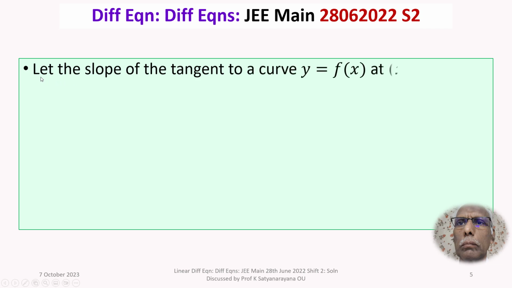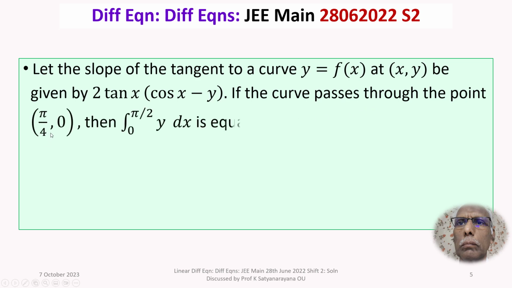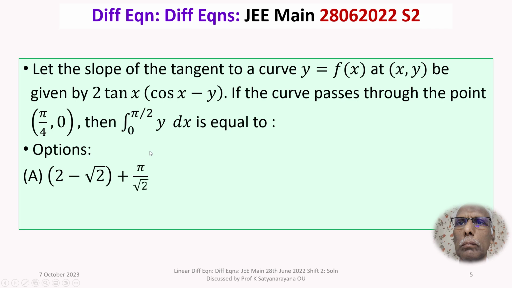The given question is, let the slope of the tangent to a curve y is equal to f of x at the point x comma y be given by 2 times tan x in brackets cos x minus y. If the curve passes through the point pi by 4 comma 0, then the integral 0 to pi by 2 y with respect to x is equal to. We are given 4 options. These are the 4 options: option A, option B, option C, and option D.